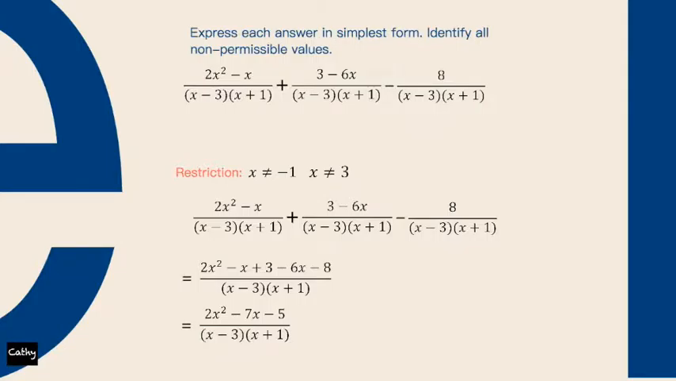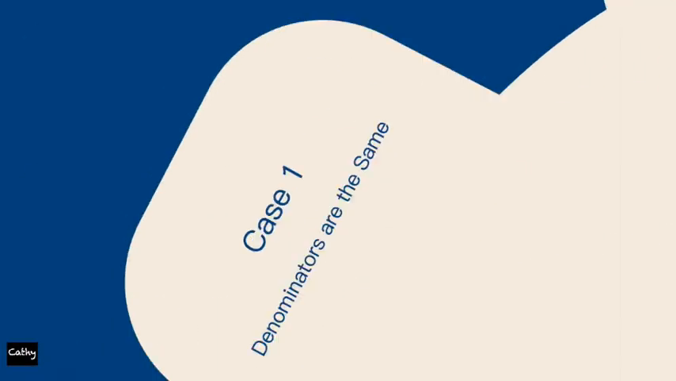Next we add the numerators together, then we have 2x squared minus x plus 3 minus 6x minus 8, divided by x minus 3 times x plus 1. Simplifying it, we have 2x squared minus 7x minus 5 divided by x minus 3 times x plus 1. Let's come to case 2.